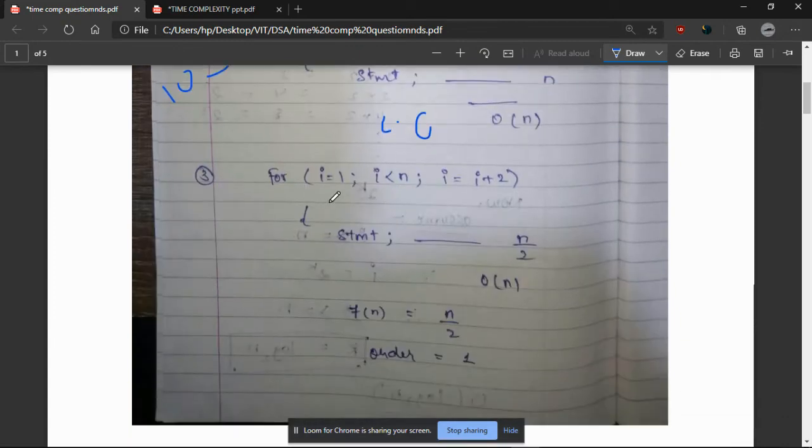So next example, we have i equals 1, i less than n, i is i plus 2. So for each increment of i by 2, we have n divided by 2. The function is n divided by 2, but since we take the constant out, we are left with order 1 times n, and we have big O of n.